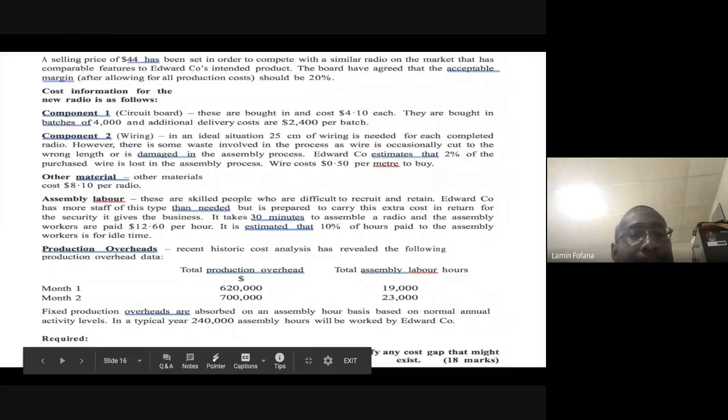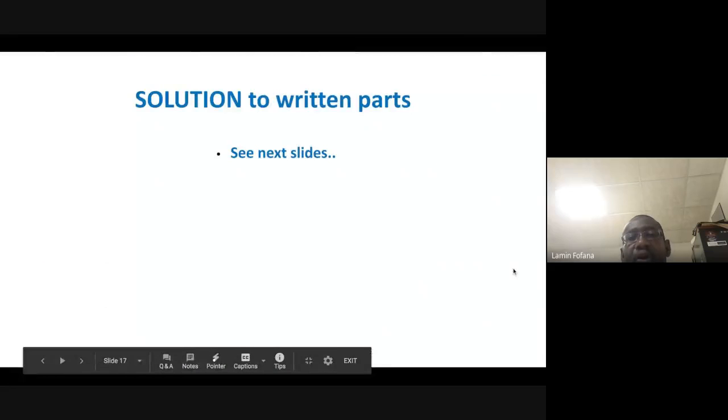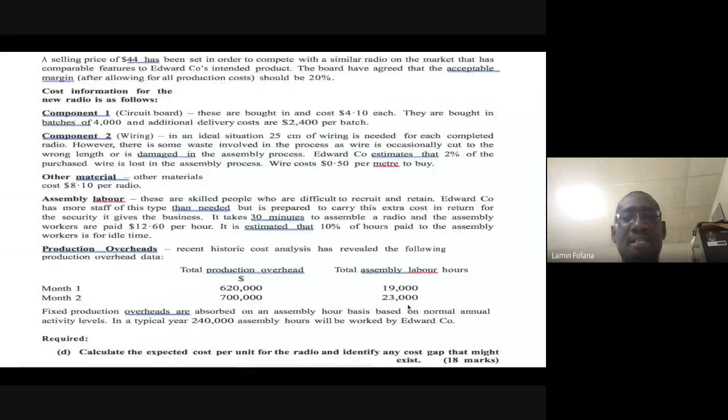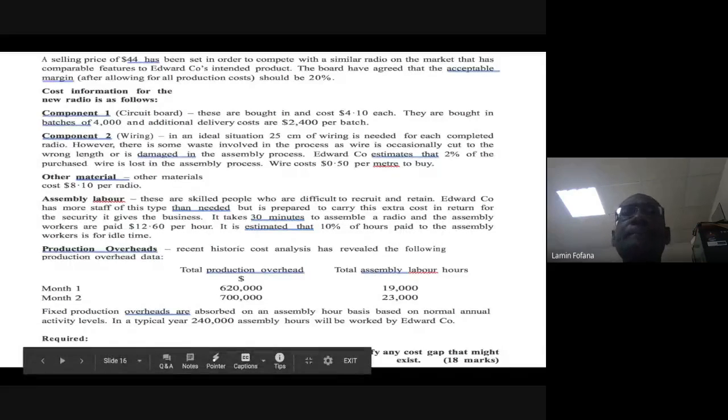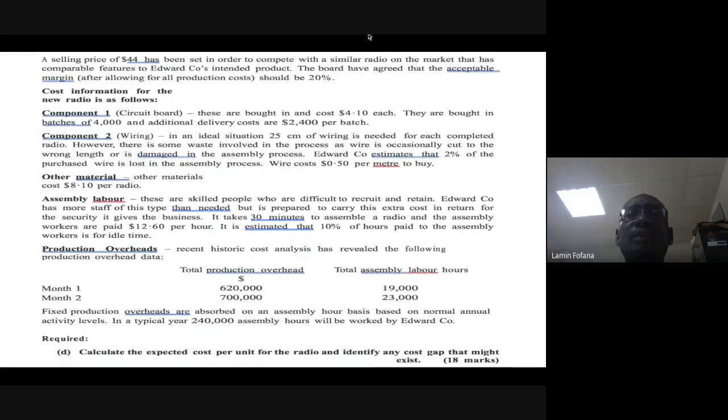We're going to do it, yeah? Fixed production overheads are absorbed on assembly labor hours based on a normal activity level. In a typical year, 240,000 assembly hours will be worked by Edwards Company. So we know clearly from this that Edwards Company is using absorption costing. Okay, so let's go and answer the question using our spreadsheet.